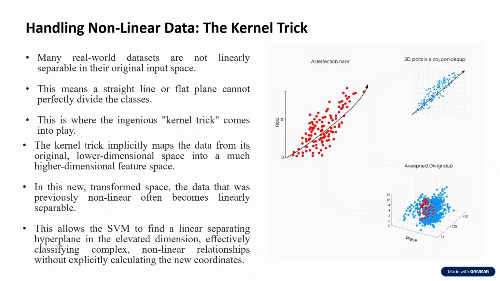In this view, we are going to transform the space so that the data that was previously in non-linear form becomes linearly separable. So I'm converting a non-linearity into a linearity. This allows the SVM to find a linear separating hyperplane in an elevated dimension, effectively classifying very complex non-linear relationships without explicitly calculating the new coordinates.